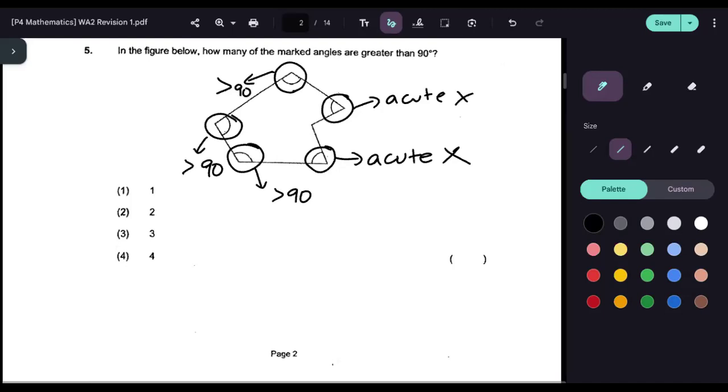Okay, how do you see? A tip I'll give you here: rotate your paper. Okay, it will be easier for you. So answer, because they want more than 90, I have 3. Answer 3.